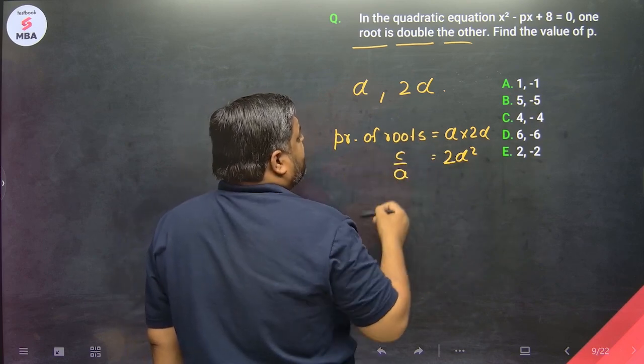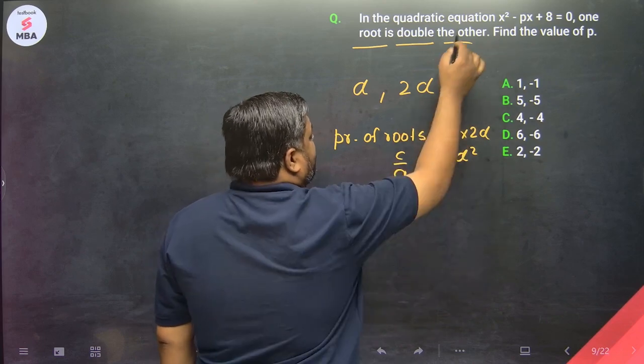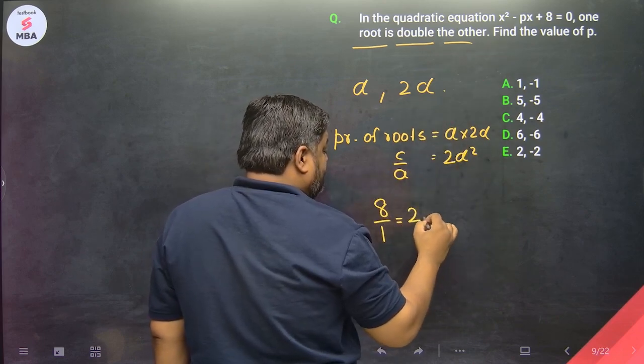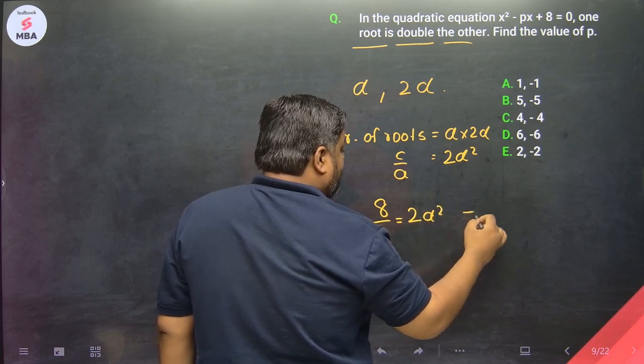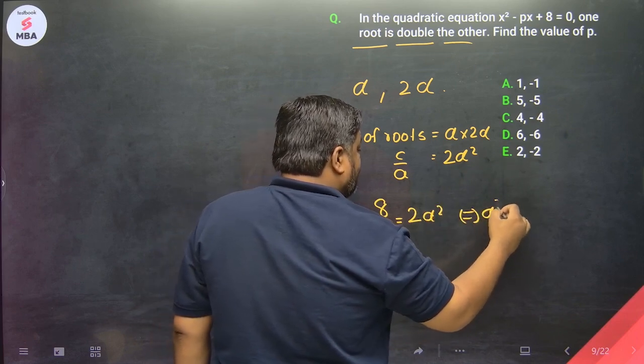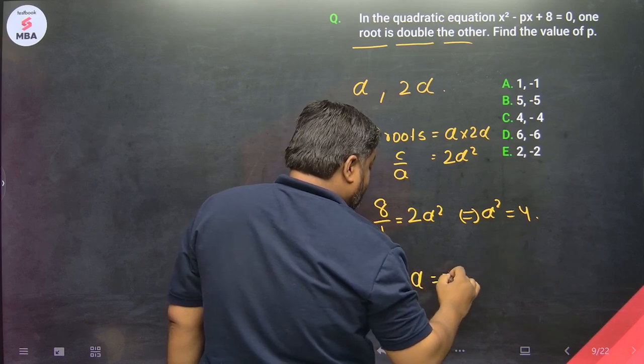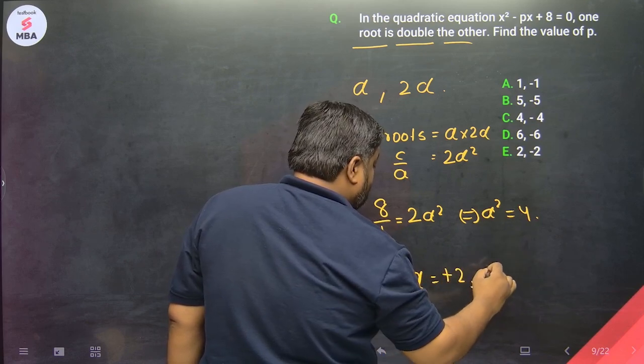C by a, what is c? C is 8, a is 1. So 8 by 1 is equal to 2 alpha square, which gives me alpha square is equal to 4, or alpha is equal to plus 2 or minus 2.